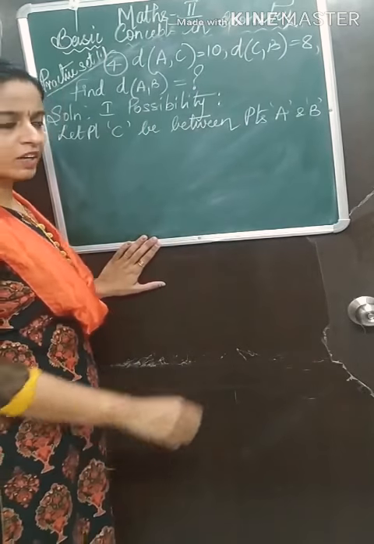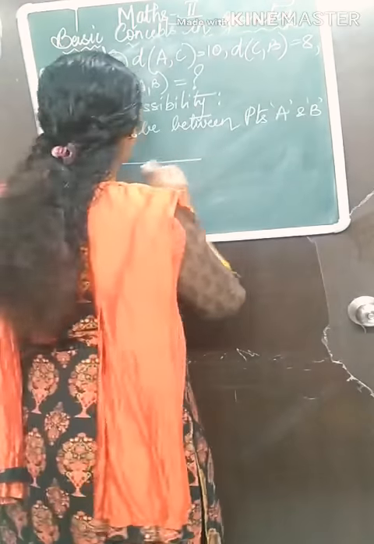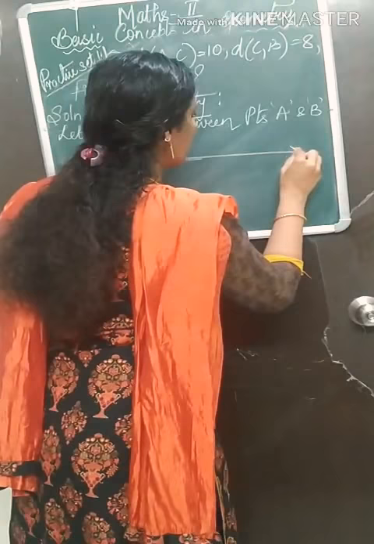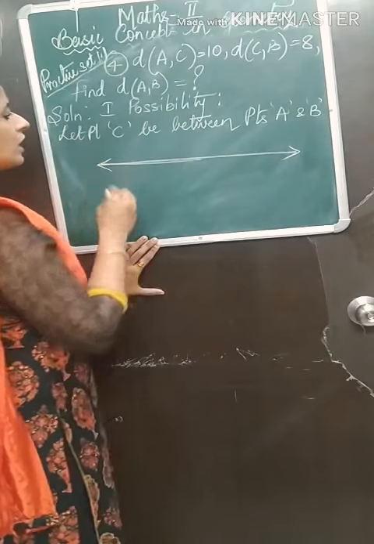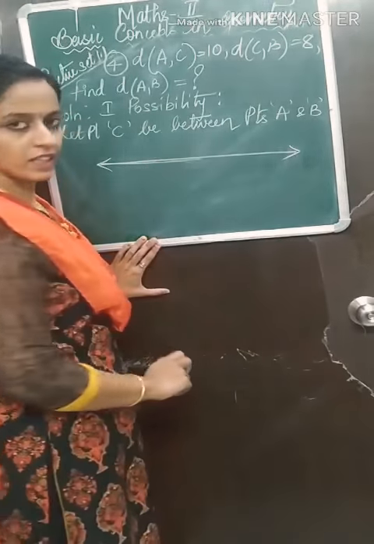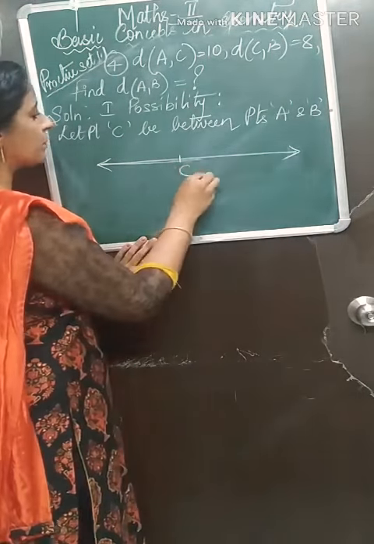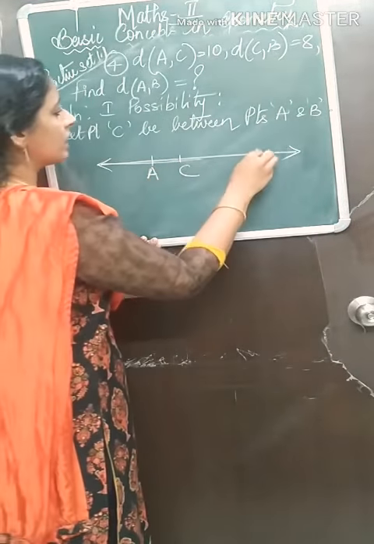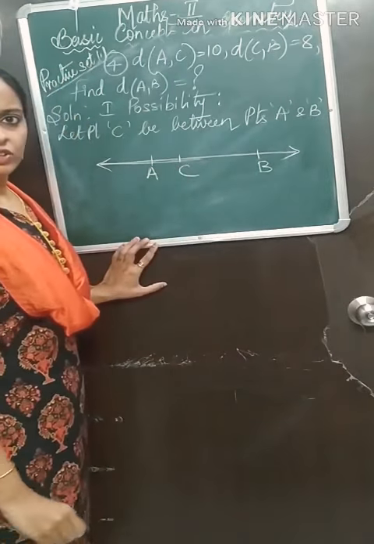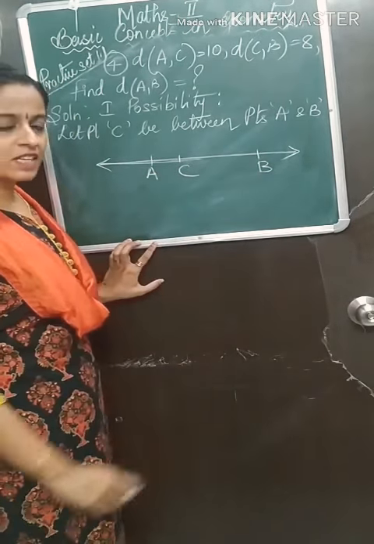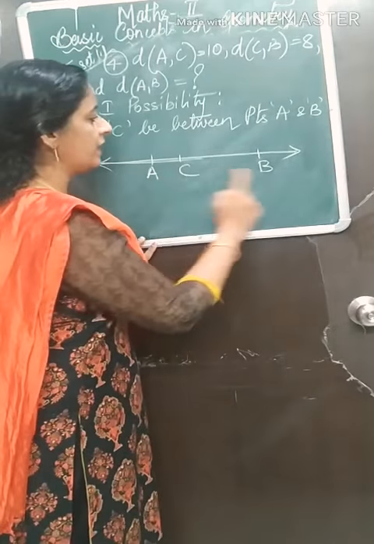Now how will your line look? You will have to draw the line with a pencil. Your line will look somewhat like this. Draw a line. If C is between A and B, I'll put C in the middle. Let A be here, let B be here. So the first possibility will look like this: C is between A and B.